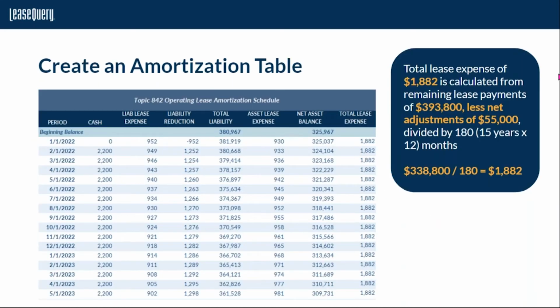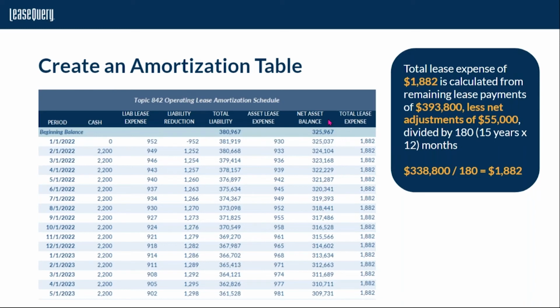So once you know the value of the lease liability and the right of use asset, create an amortization schedule for the lease. You start with the lease liability and the right of use asset and then determine the lease cost. In this case, the lease expense is calculated from the total lease payments of the $393,800 because you want the $100,000 purchase option left at the end of the lease. You take that amount less the net adjustments of $55,000 and divide that by 180, which again is the 15 years with 12 months a year. So you start with $338,800 divided by 180, and you get a total lease expense of $1,882. So now you know the cash payment amounts, you know the total lease expense, you have the total liability, and the net asset balance.